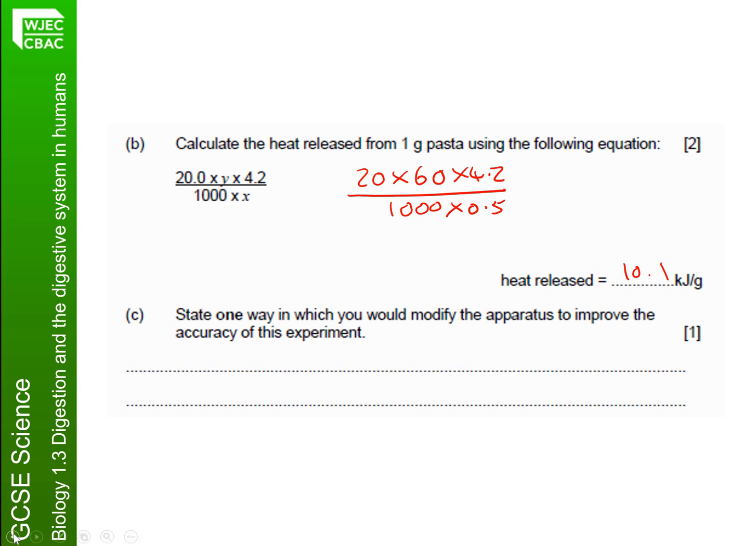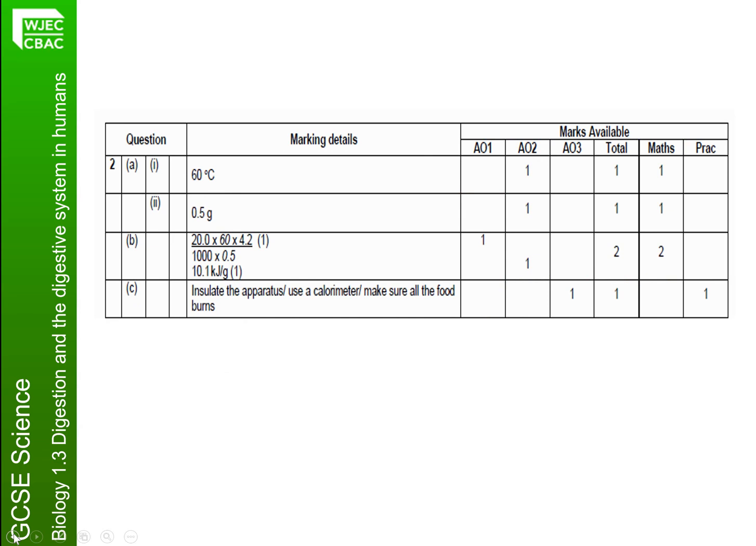For the last question then, state one way in which you would modify the apparatus to improve the accuracy of this experiment. So the answers you could have here, if you look at part C, would be to insulate the apparatus. Obviously that would prevent as much heat being lost. Use a calorimeter, so the piece of equipment that we were looking at a couple of lessons ago, and to make sure that all the food burns.